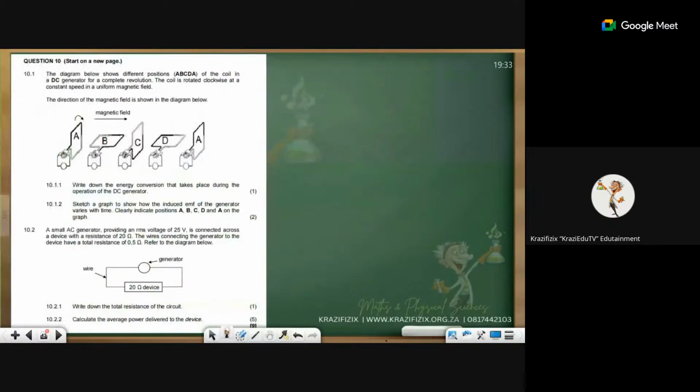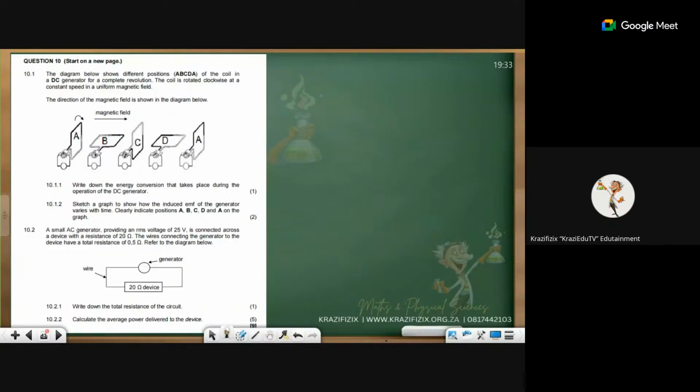Look at this one. I just love this diagram. Okay, generators. The diagram below shows the different positions A, B, C, D of the coil in a DC generator for a complete revolution. The coil is rotated clockwise at a constant speed in a uniform magnetic field. Write down the energy conversion that takes place in a DC generator. The keyword is the generator.